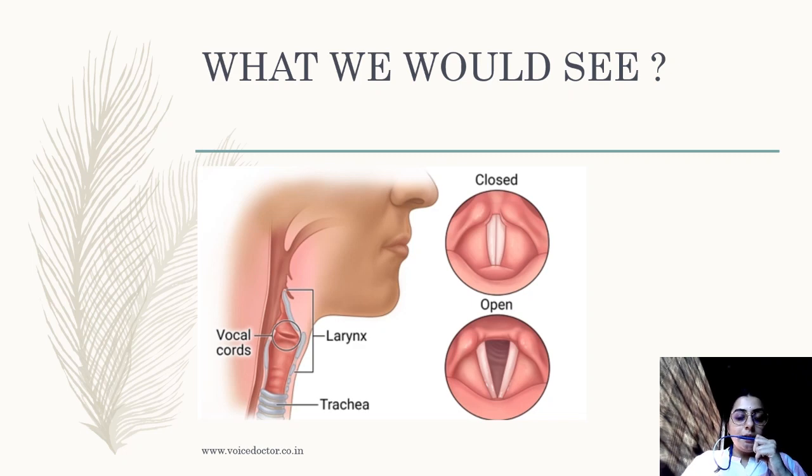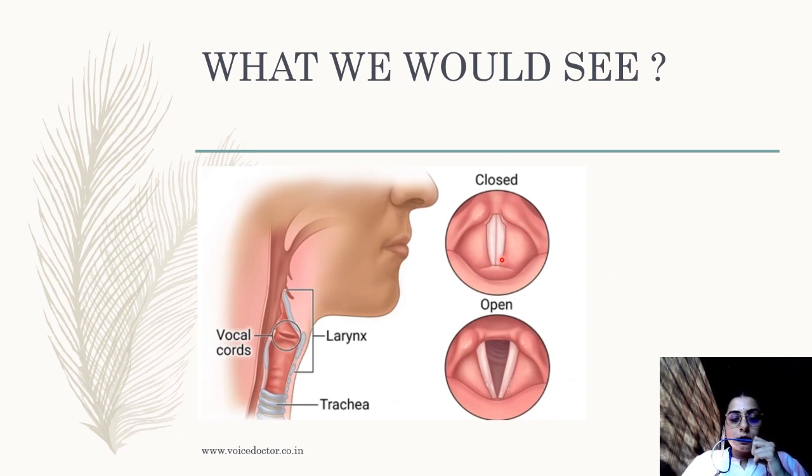So what would we see if we try to visualize the voice box? The image on your left shows how a voice box or the larynx looks in a side view. Here is the mouth area, this is the nose, and we will have to put something through the mouth or through the nose to get into this area. Two structures like this are called vocal cords or vocal folds. Below it is the trachea or the windpipe. So when we insert something through the mouth or through the nose, this is what we will get.